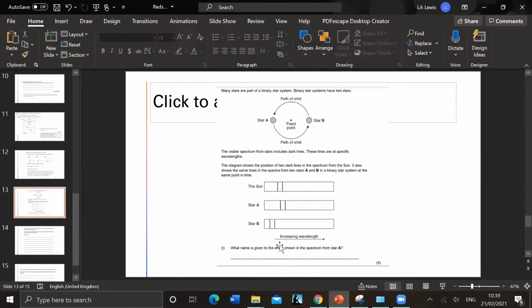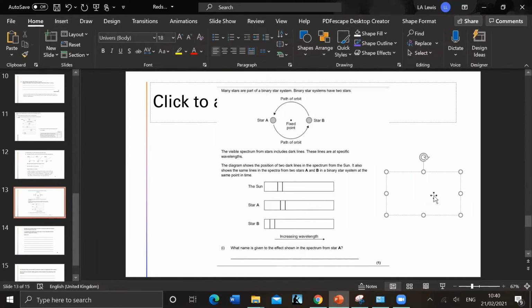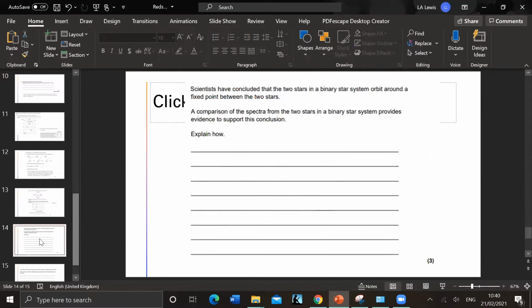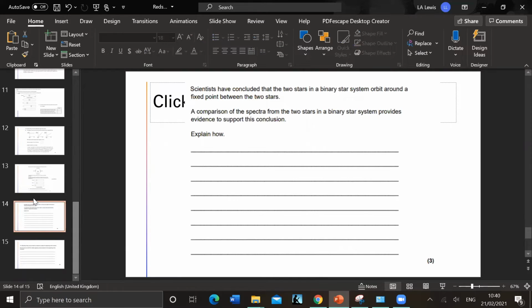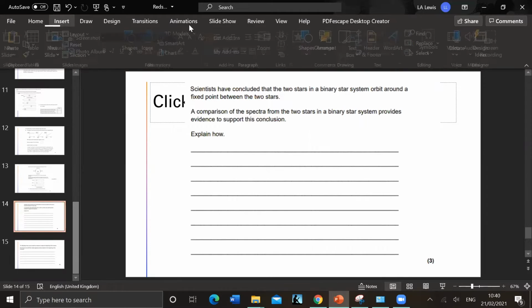So what name is given to the effect shown in the spectrum from star A? So star A is redshifted. Even just knowing some words gets you some points in physics. Redshifted, only 1 mark, just 1 word. Redshifted is fine. And this one, scientists have included 2 stars in a binary star system, which orbit around a fixed point between the 2 stars. A comparison of the spectra from the 2 stars in a binary system provides evidence to support its conclusion. But this is actually quite complicated. That's why I included it here. I thought it was a very interesting point.